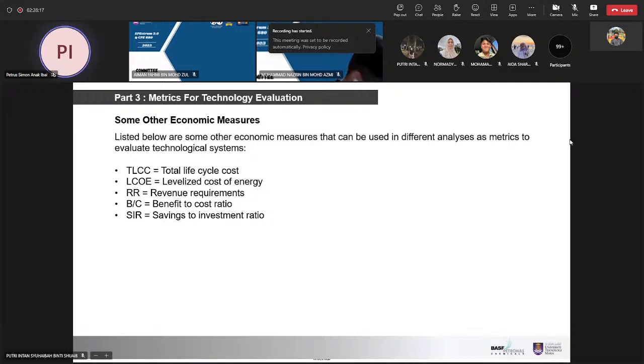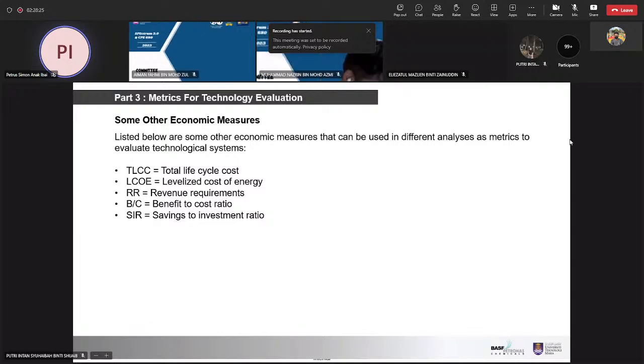So these are the other terms that you can use in your evaluations for the economic measures. Now we're going to go for the last part, which is the social metrics. Okay, next.